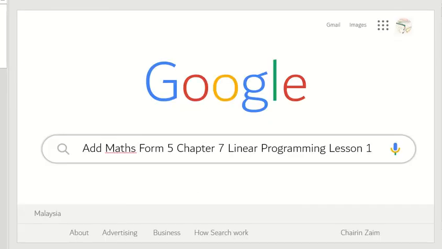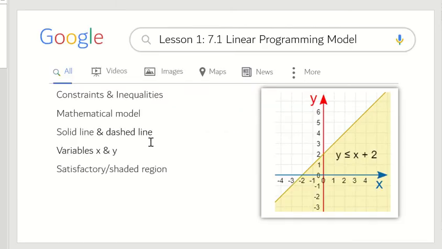What does it mean by variable? Variable is unknown. For example, unknown x, unknown y, involved in two only. But if three variables, maybe it will have x, y, z. And linear means the highest power of the unknown is 1 only. For example, 3x plus 2y. Okay, x power of 1, y power of 1. So this is what we are going to learn today.